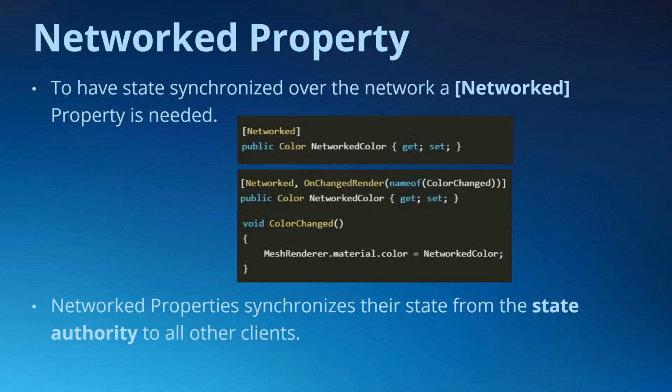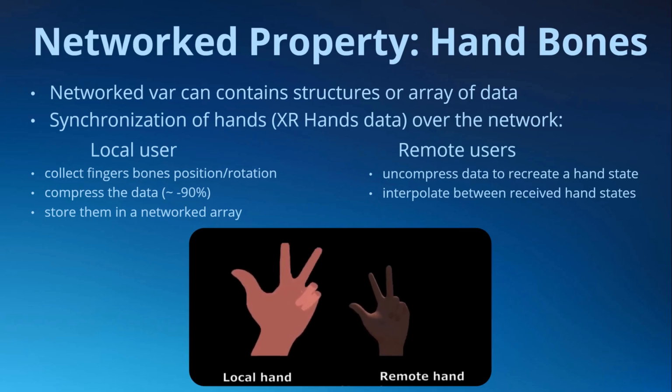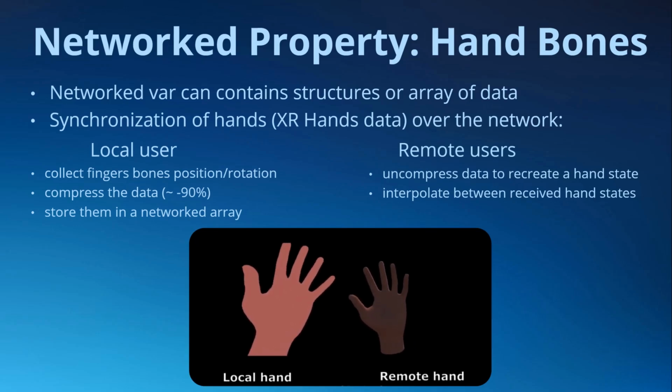Before going into a new run, let's see how to synchronize any application data with Fusion. Aside from base components, you can create your own network behavior. A simple way to synchronize data is to add a networked property on your data, and Fusion will automatically synchronize from the state authority to the other users when the data is changed. These properties can also contain more advanced types, such as structs or arrays.